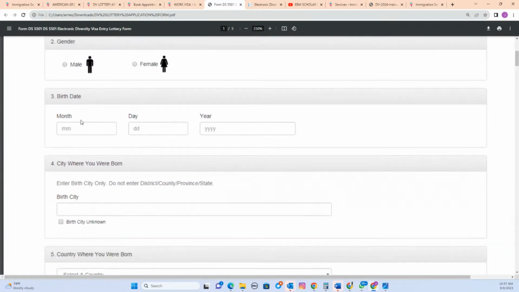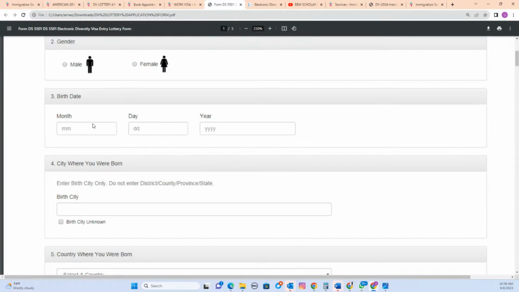Then birthday, you start with the month. The biggest mistake, people start with the day. So remember, you start with month, day, year. There is no scroll down menu. You just write by numbers. So make sure you start with the month.